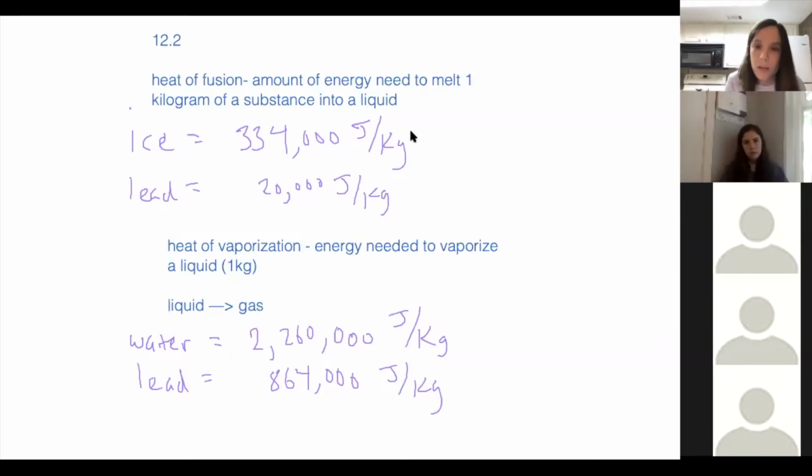I should have already written this down, but I'll go back for a second. You're going to see in your book H of F for heat of fusion, or you might see it as H of F US, just depends on how your book writes it. And then you're going to see it as H of V or H of VAP for heat of vaporization.